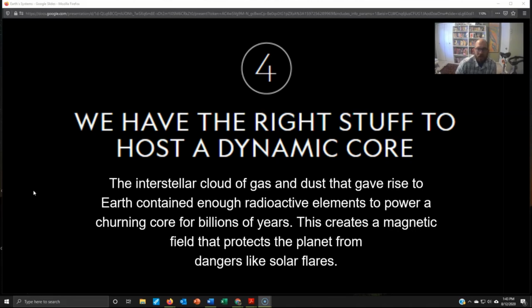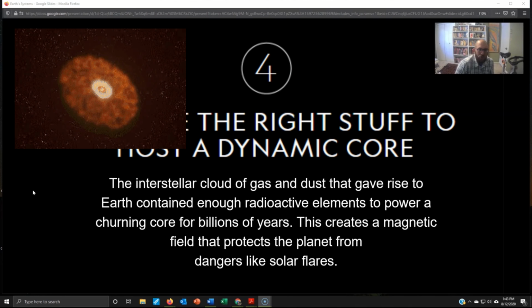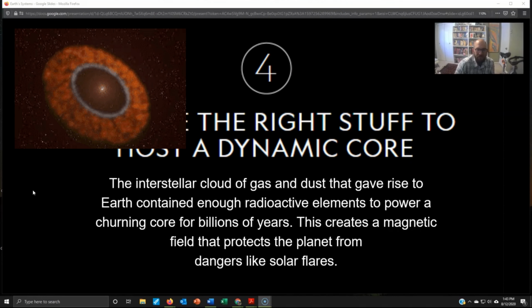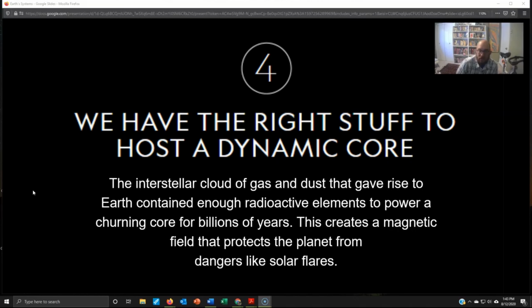So I will read. The interstellar cloud of gas and dust that gave rise to Earth contained enough radioactive elements to power a churning core for billions of years. This creates a magnetic field that protects the planet from dangers like solar flares. Now, it also does something else that's not mentioned here that's also super important. That other thing doesn't really change the fact that life is here on Earth. We have to remember that the important part here is that we have a churning core in the center of our planet.